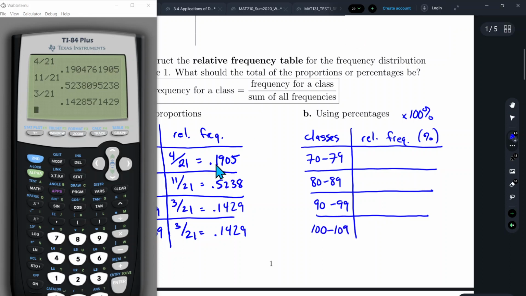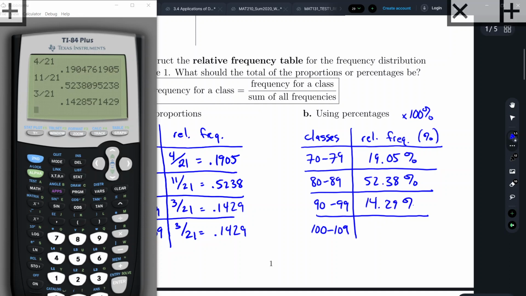And so multiplying by 100 is the same as just moving the decimal place to the right 2 places. So this would be 19.05%. This would be 52.38%. This would be 14.29%, and this should be also 14.29%.